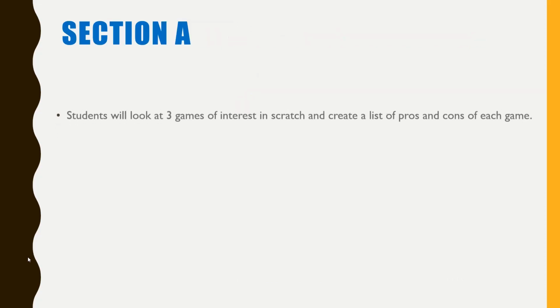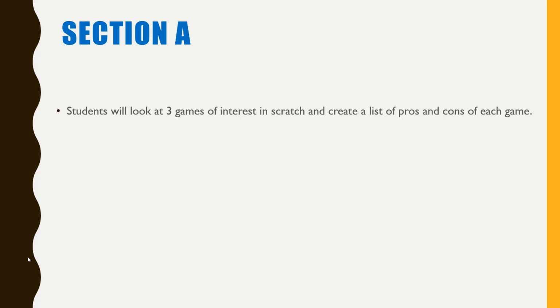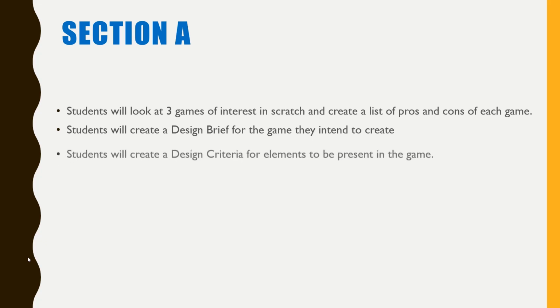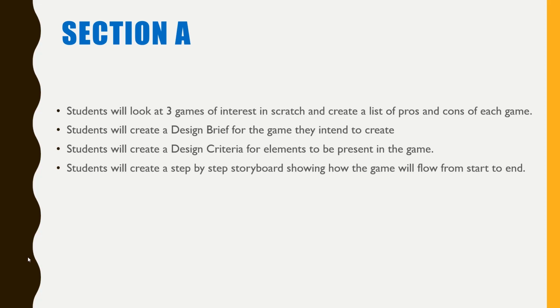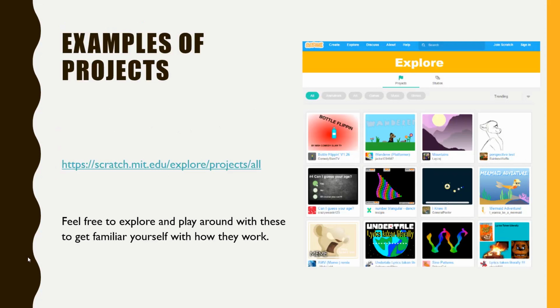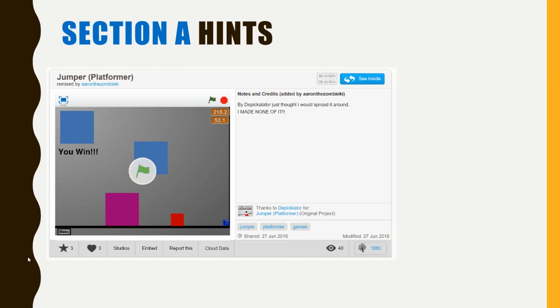So Section A, students will need to look at 3 games of interest and then create a list of pros and cons. Then they need to create a design brief for the game that they intend to build. They need to create a design criteria that lists the elements, which is like a checklist of all the things that they need to have in their game. And then finally, they need to have a step-by-step storyboard showing how the game will flow from start to end. Some examples of previous projects can be found here on this link, so they'll allow you to have a look around and sort of play in that area, which we've had time in class to do.